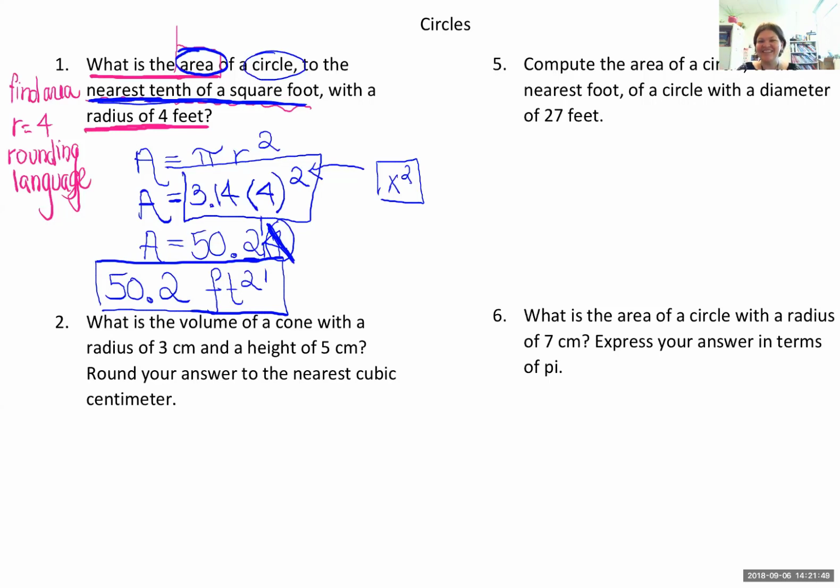Okay, let's look at number 2. Now, some people get mad at me. They say, why in the world you said this? This was circles. Why am I finding the volume of a cone, Kate? A cone's not a circle. No, a cone is not a circle.